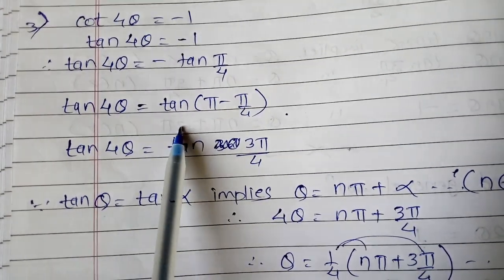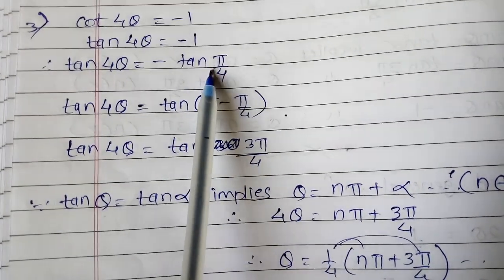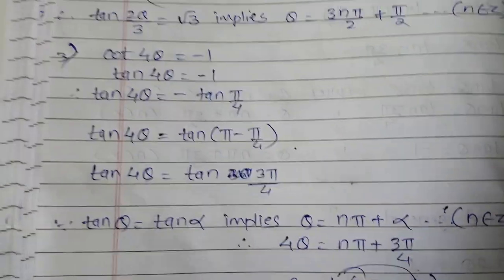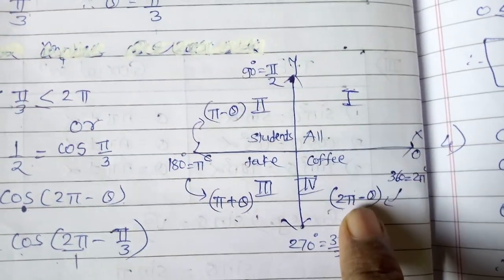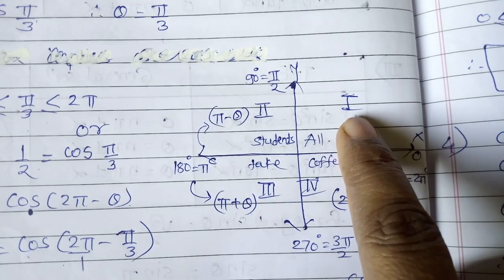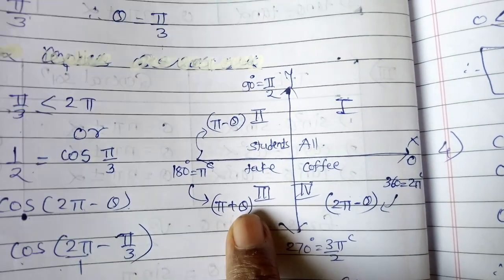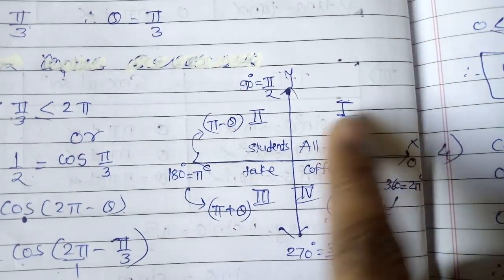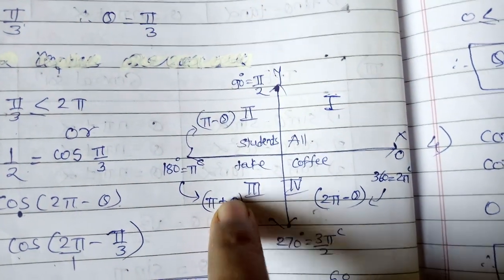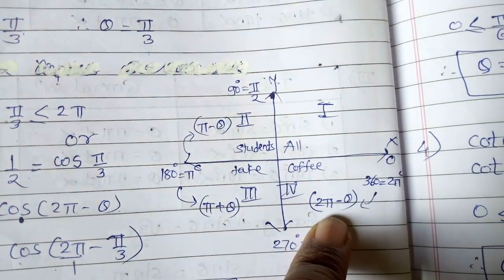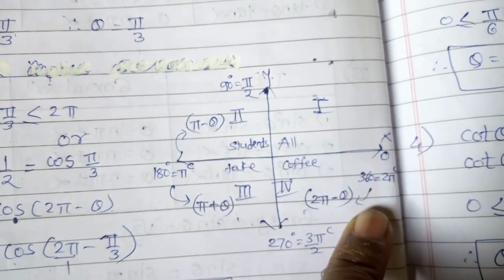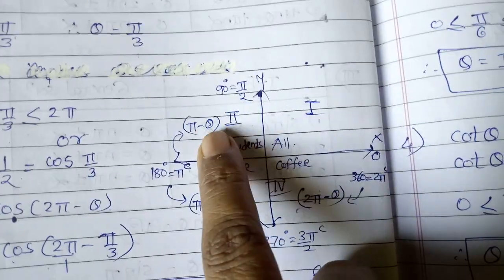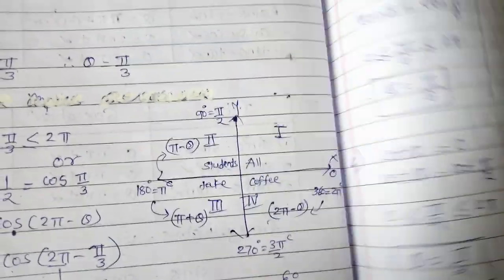So tan 4 theta is equal to, so see in which quadrant the tan is negative. I again repeat it. See the Cartesian axis. So you know that in the first quadrant and in the third quadrant, here all ratios are positive and here tan is positive, and in the second and fourth quadrant the tan is negative. But out of these two, second quadrant and fourth quadrant, which one comes first? That is the second one.